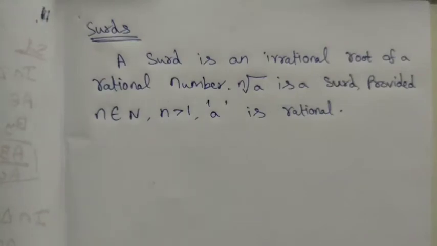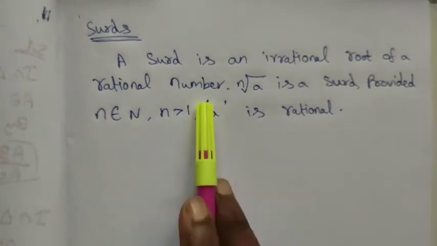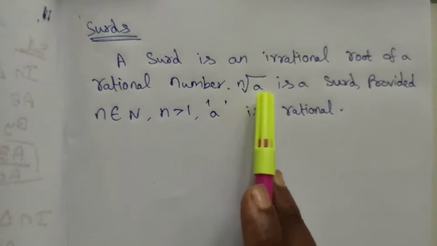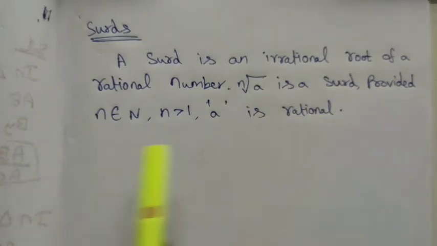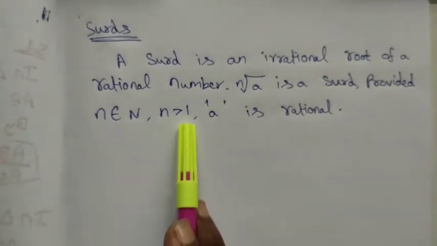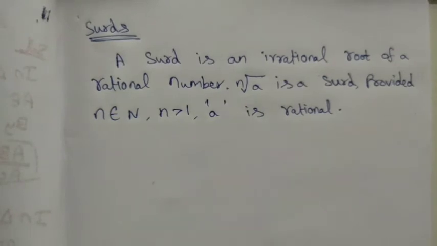Class 9. Today we are going to see about surds. A surd is an irrational root of a rational number, that is, the nth root of a is a surd provided n belongs to N and n is greater than 1 and a is a rational number.